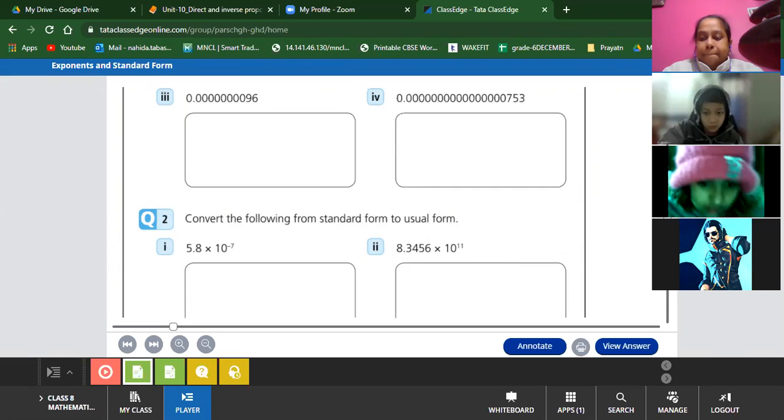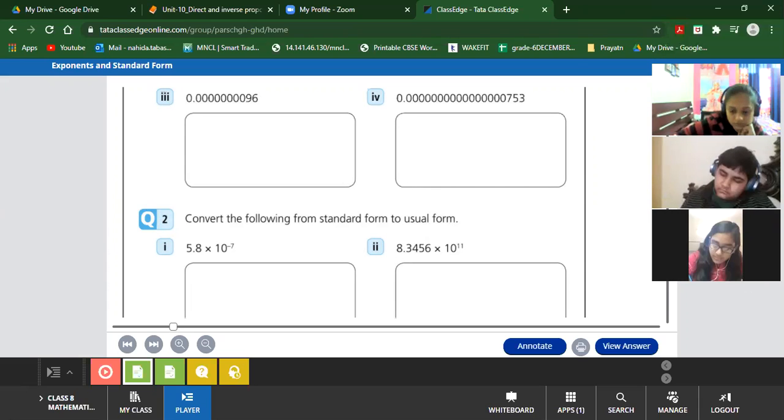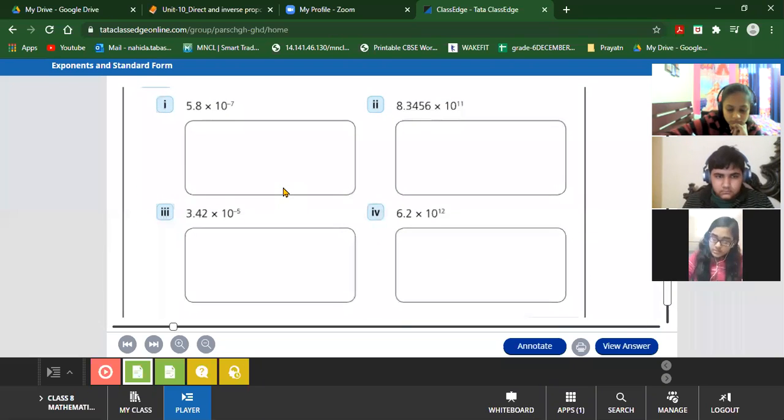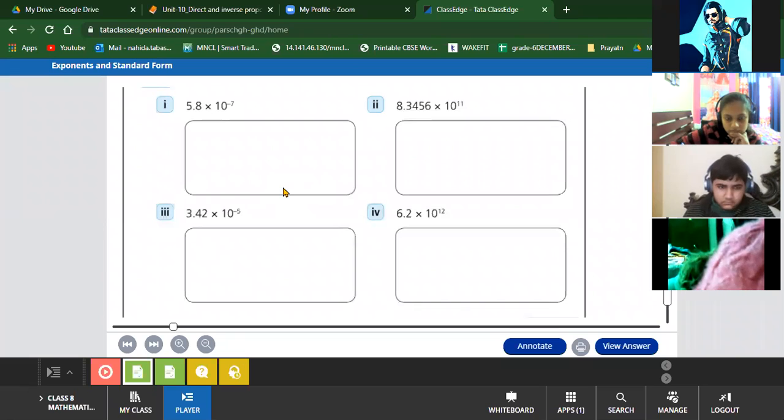Ma'am, please show the third and fourth. I'll show, wait. Ma'am, I think Ayush would have done. Can I scroll it up? Have you all done the 3rd and 4th part of this first question? Yes, ma'am. So here are the other 2 parts. So in the first part and the 3rd part, the powers are given in the negative.